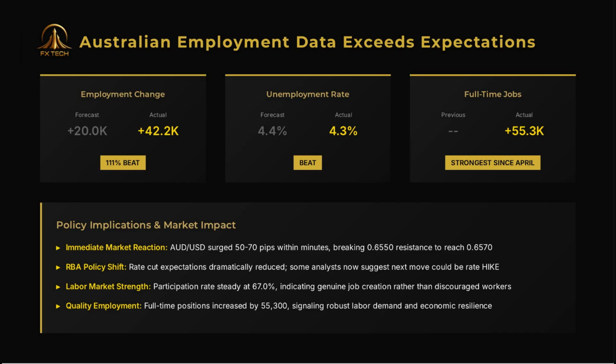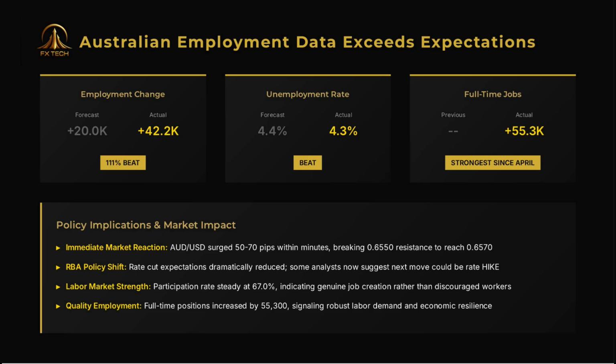Australian employment data for October delivered a powerful upside surprise that reshaped RBA policy expectations. The economy added 42,200 jobs, more than double the 20,000 consensus forecast. Even more impressive, full-time employment surged by 51,600 positions, demonstrating genuine labor market strength rather than part-time job growth. The unemployment rate fell to 4.3% from 4.4%, while the participation rate held steady at 67.2%, indicating the job gains weren't driven by people leaving the workforce. This combination of metrics suggests genuine economic resilience.